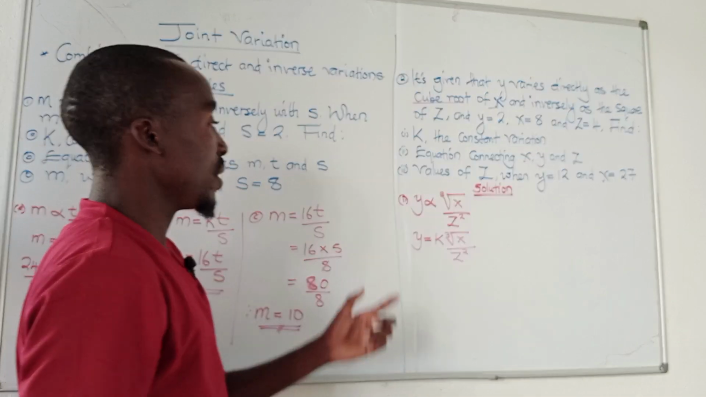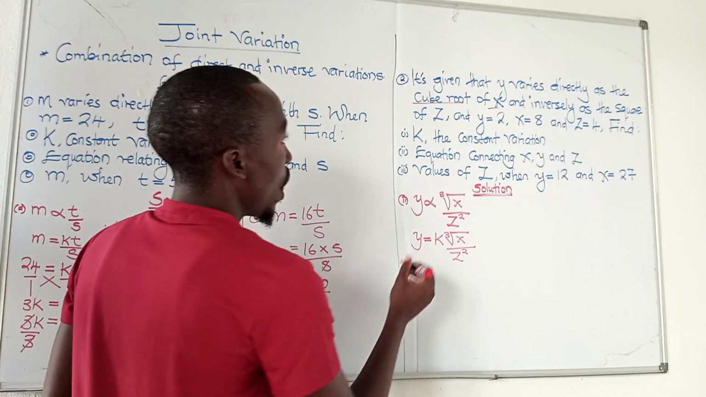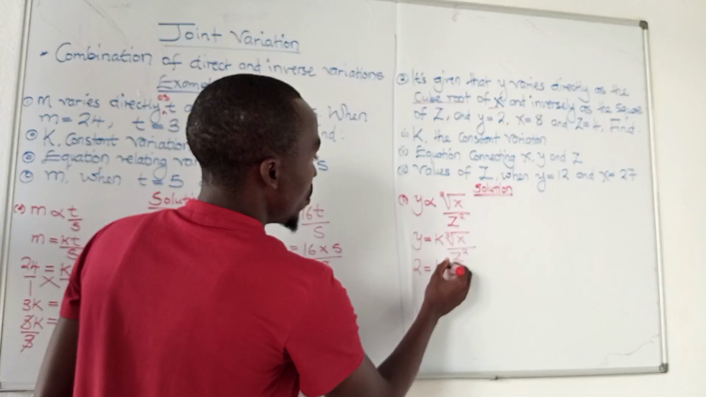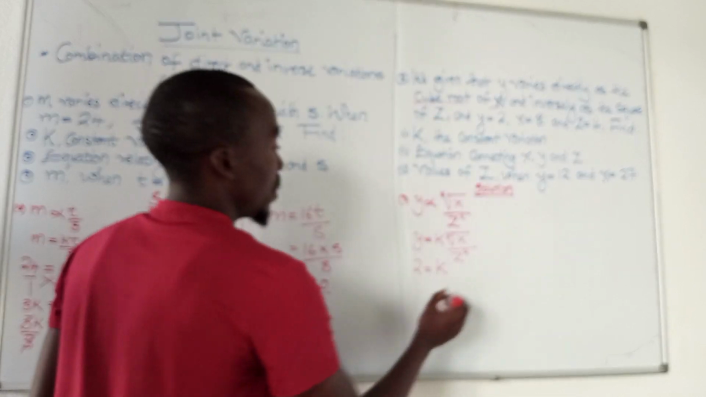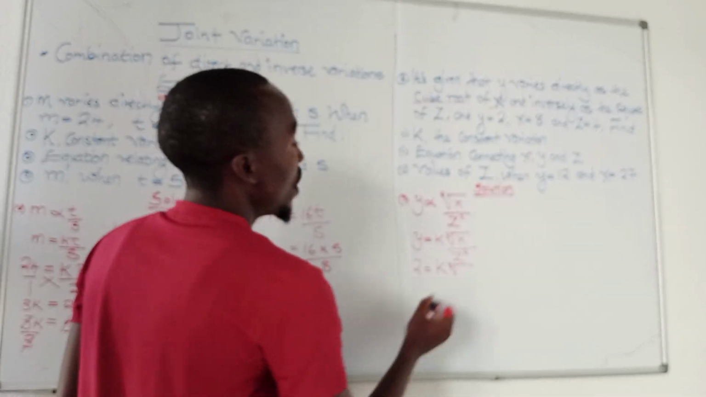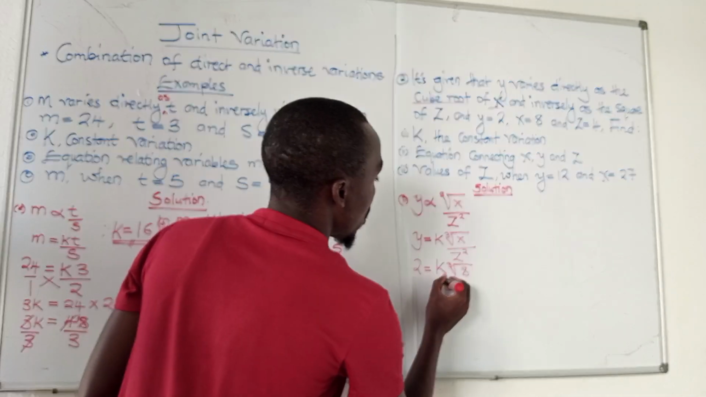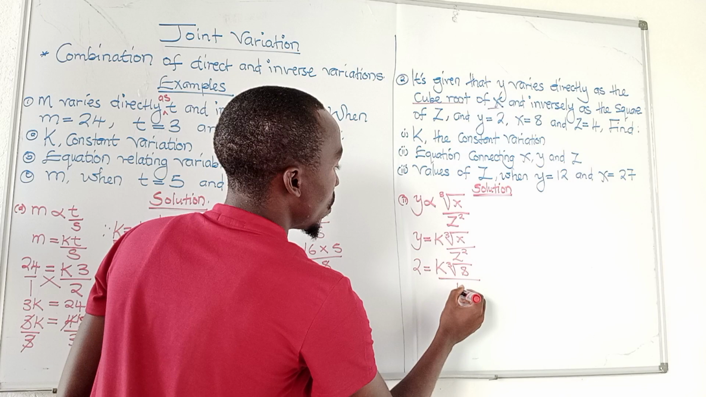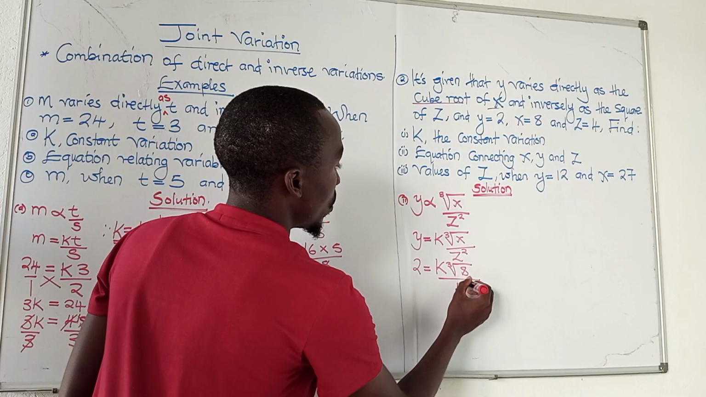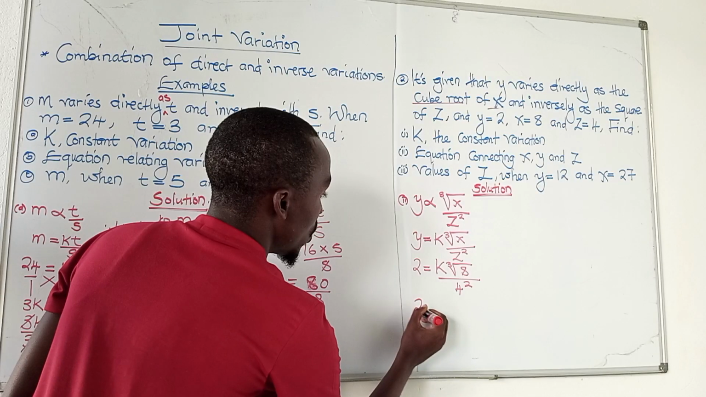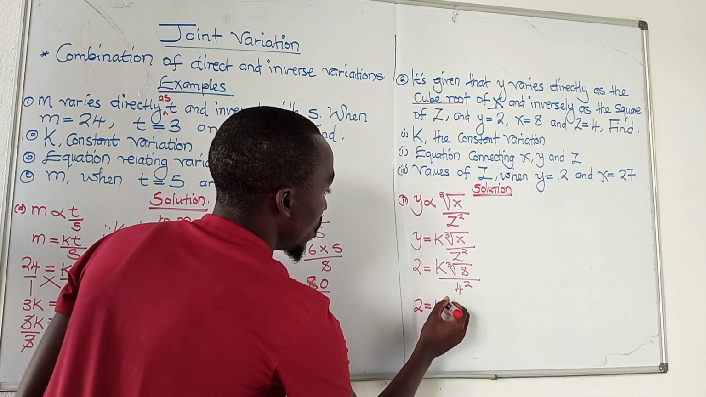Now, what have we been given in the question? Our y is equal to 2, equals, we don't know the k, it's what we are finding. Okay? So we have the cube root. What is the x? X is 8 over, what is z? Z is 4. So we have 4 squared. Now when we work out this, 2 will be equal to k.